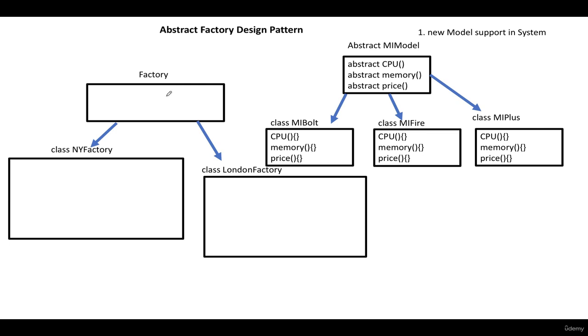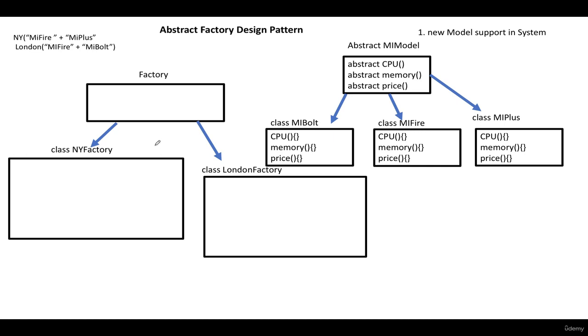But here we have one more constraint, and the constraint is this. The New York factory should always manufacture the models MI fire and MI plus. So this is my MI fire model and this is my MI plus, and they should always be manufactured in the New York factory. Similarly, another constraint is that the London factory should always manufacture the MI fire and MI bolt only. So this is the constraint that we also need to take into account in this particular design pattern.